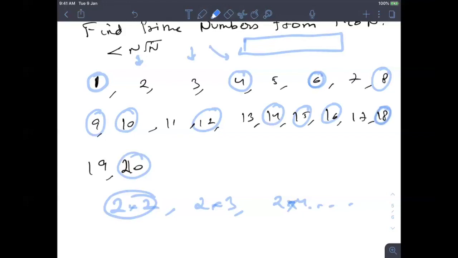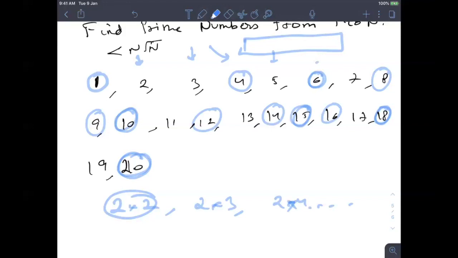Now the interesting part. Now I will come to 4. But I know that it is already circled, so I don't need to mark its multiples because it is not a prime number. So I'm only repeating the iteration for prime numbers. Okay. Now let's move to 5. I will see, okay, 5 is not circled, means it's a prime number. So I will mark its multiples. 10 is circled, 15 is circled, 20 is circled, and we will go till the end.